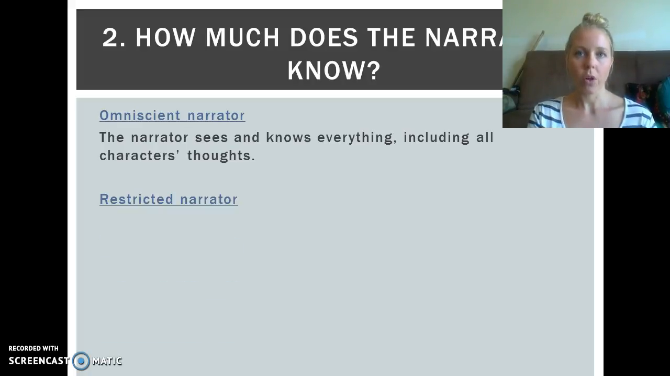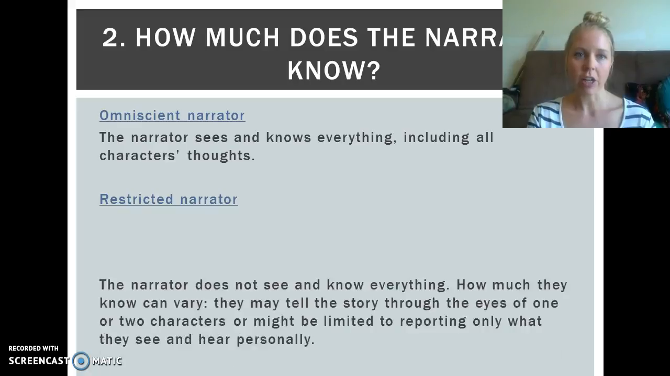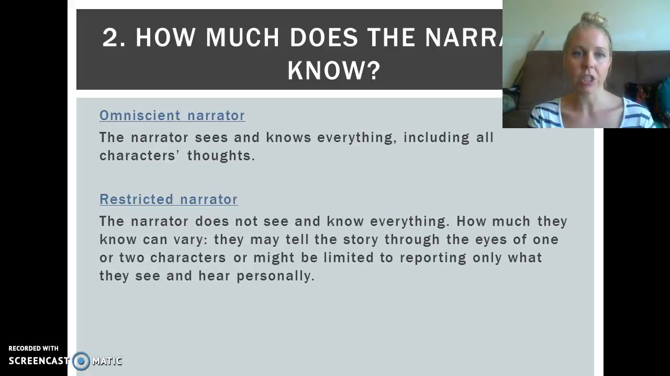The more common style of narration to use is the restricted narrator. This is where the narrator does not see and know everything. How much they know can vary. They might tell the story through the eyes of 1 or 2 characters, or they might be limited to reporting only what they see and hear personally. So often with this restricted narrator, it's a very common style of narration.